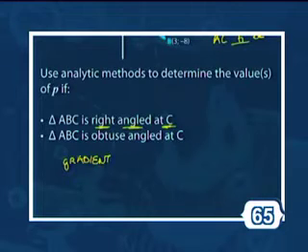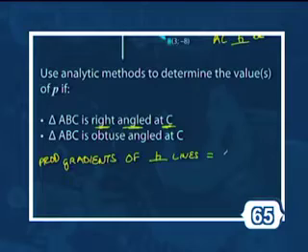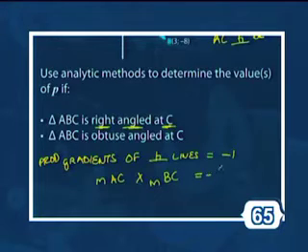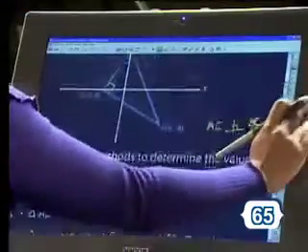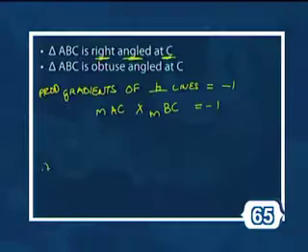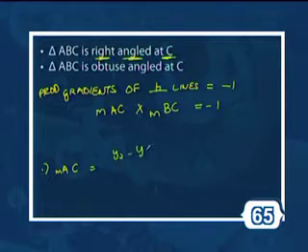What you will also remember is that the product of the gradients of perpendicular lines is equal to -1. So therefore, in this case, the gradient of AC multiplied by the gradient of BC would give us an answer of -1. And we're going to use that to help us to work out the value of P. All right, so first to work out the gradient of AC, we're going to use the formula y2 minus y1 all over x2 minus x1.